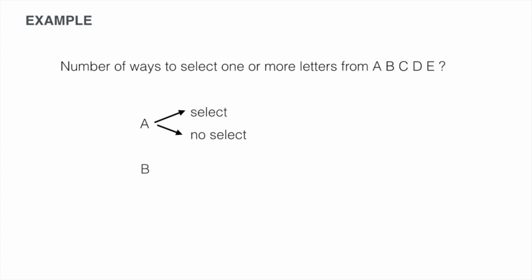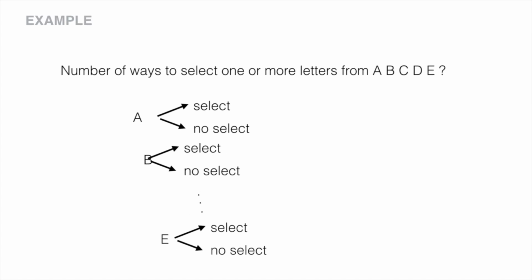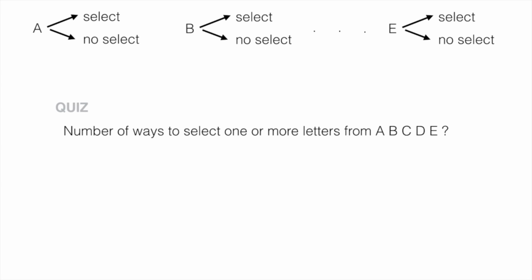Let's have a look at the letter B. I can either select B or not select B. In fact, this will be true for all the 5 letters A, B, C, D, and E. This being said, let's have a quiz. Can you now figure out the number of ways to select one or more letters from A, B, C, D, E? Is it 2 to the power 5, or 6, or 5 factorial, or 2 to the power 5 minus 1?